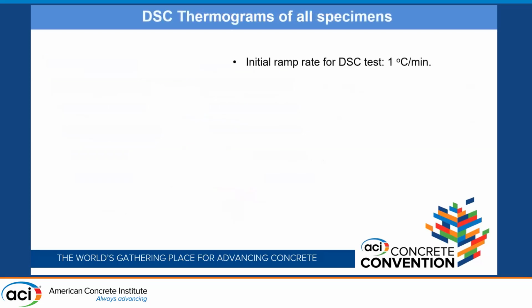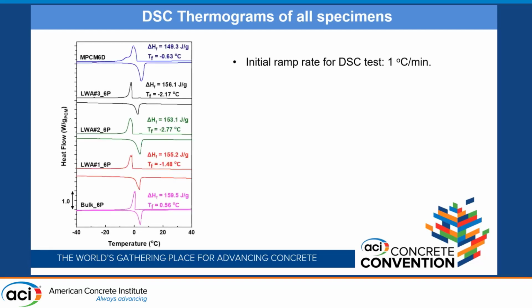So first, we did the DSC test. The initial ramp rate was 1 degree Celsius per minute. On the x-axis, we have the temperature range from -40 to 40 degrees Celsius. On the y-axis, we have the heat flow, which is normalized to the weight of the PCM that is being used for the LTDSC test.